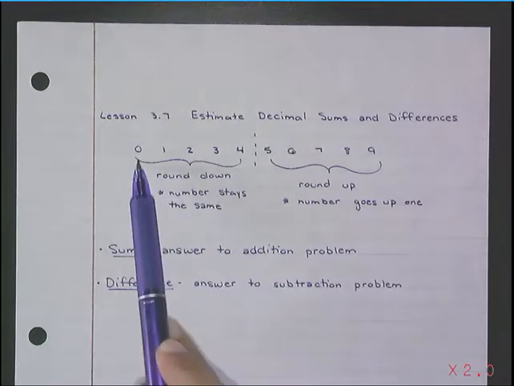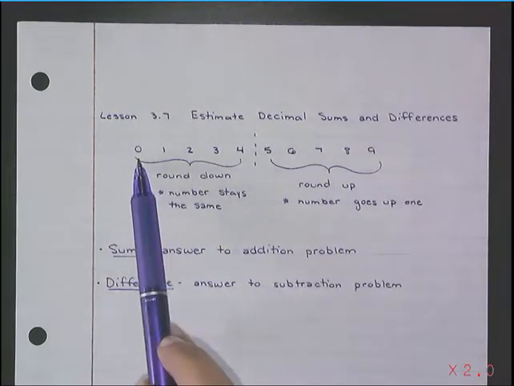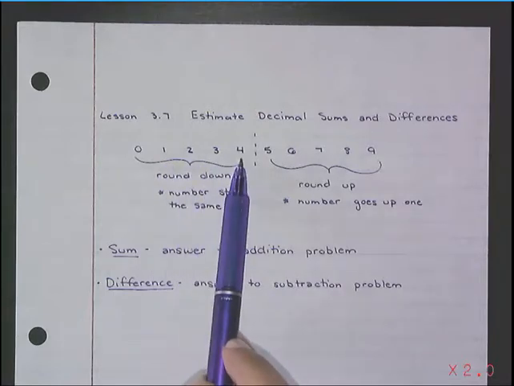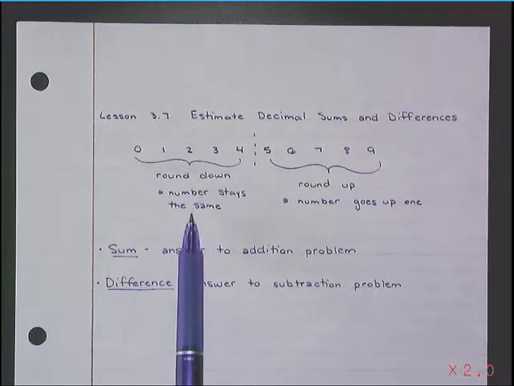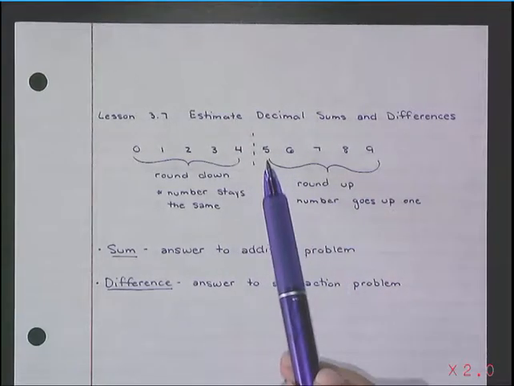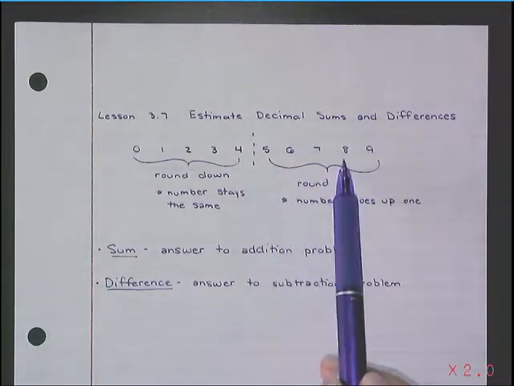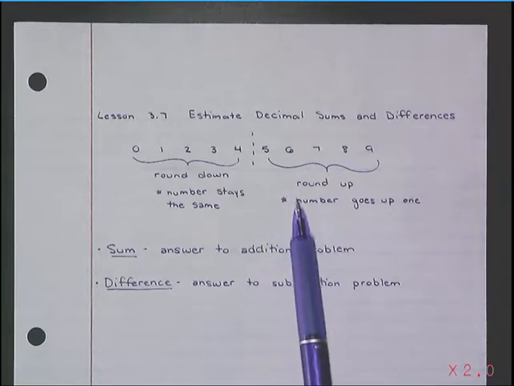So remember, when we do that, using our digits 0 through 9, if it is 0, 1, 2, 3, or 4, you are going to round down. And when we round down, the number actually ends up staying the same. We'll look closer at this in just a second. And if it's 5, 6, 7, 8, or 9, you are going to round up, and the number goes up by 1. Okay, so we'll look more into this in just a minute.